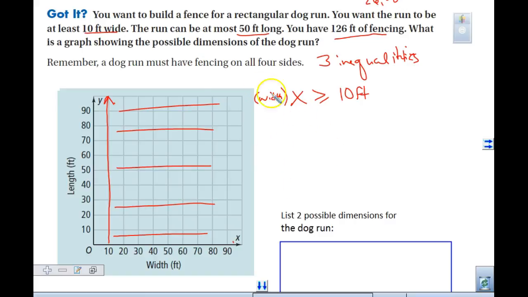Marie, that next statement, that the fence must be at most 50 feet long. So my length is my variable y, right? So if at most 50, what do I want to do with the 50? Y is less than or equal to 50 feet.